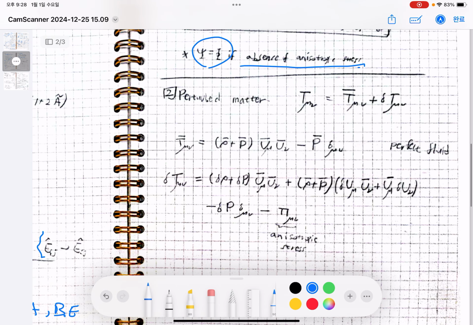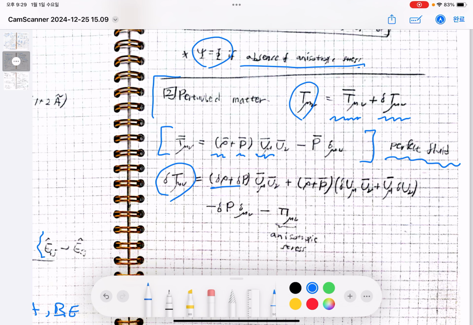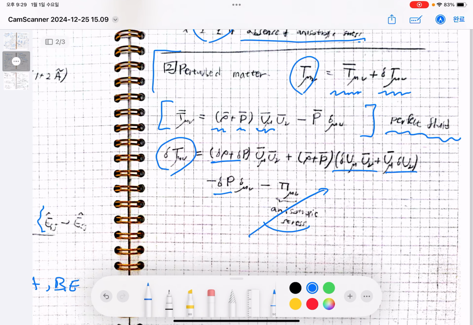And the second step is the perturbed matter stress tensor. Similarly, there are a background part and the fluctuation part. For the perfect fluid, the stress tensor satisfies the following form with the four velocity, energy density and pressure. And similarly, for the fluctuations, we consider the first order here, so for the energy density and the pressure, the first order for the four velocity, and first order for the pressure. And there will be the anisotropic stress, but we will ignore it here.